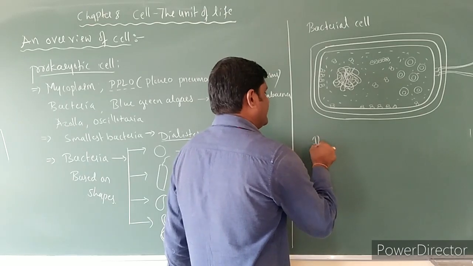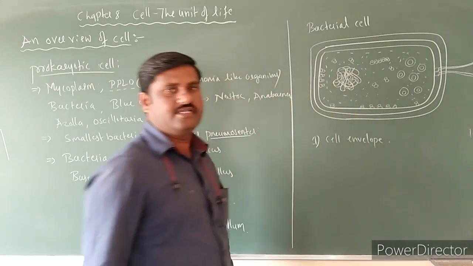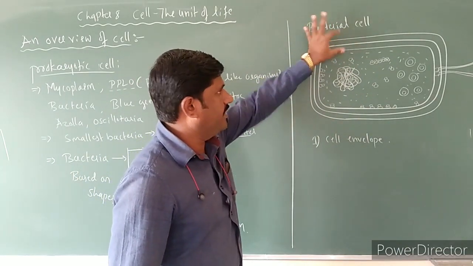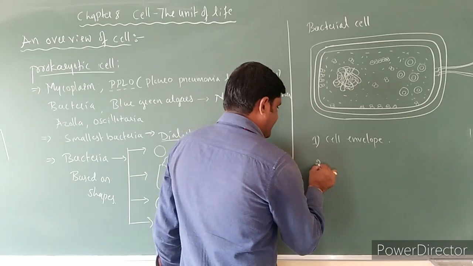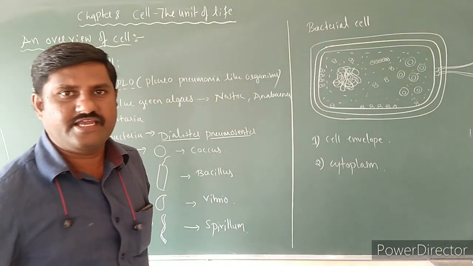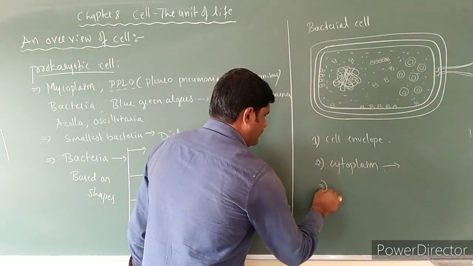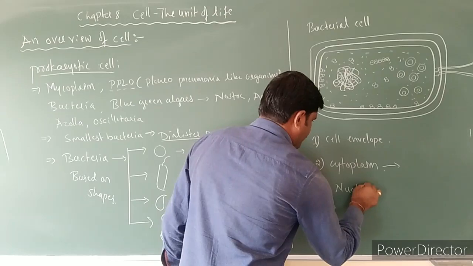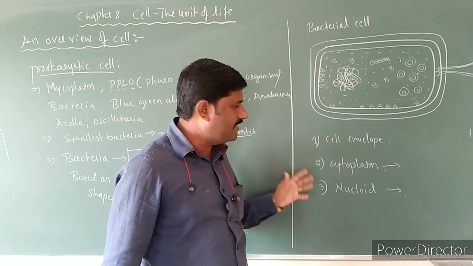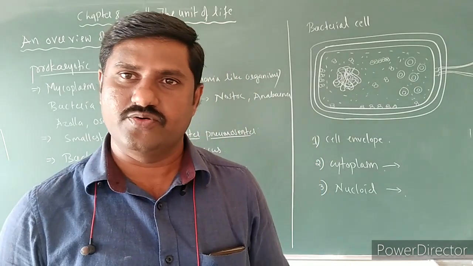What are the major sections? First one, the outermost one, is the cell envelope. The second one is the cytoplasm, and the contents of the cytoplasm we study in a detailed manner. And the third one is the nucleus. So this is how we divide the cell into three major sections. It would help us a lot to study the prokaryotic cell thoroughly.